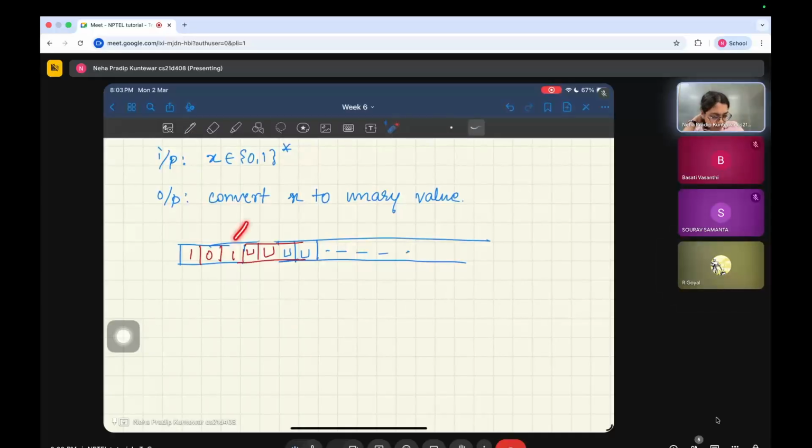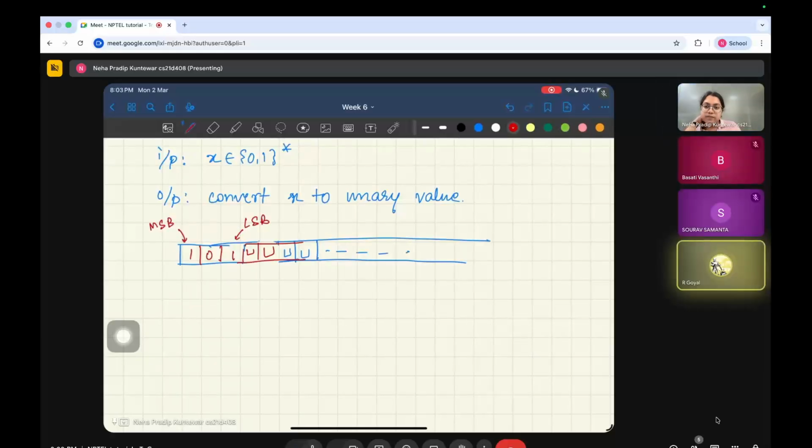So this is LSB for you, right? This is LSB and this is MSB. So on the tape, will we start reading from LSB or from MSB? You will start from MSB. So if MSB is one, but when I get a zero, I need to replace it by what? I need to replace it by one, and then somehow.